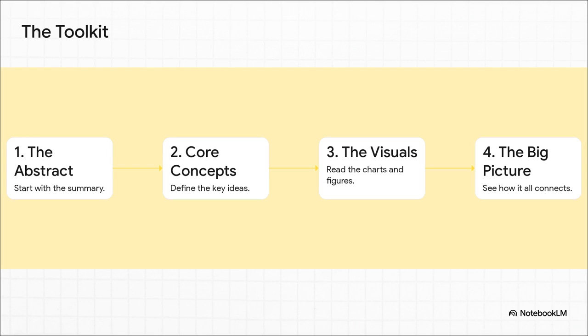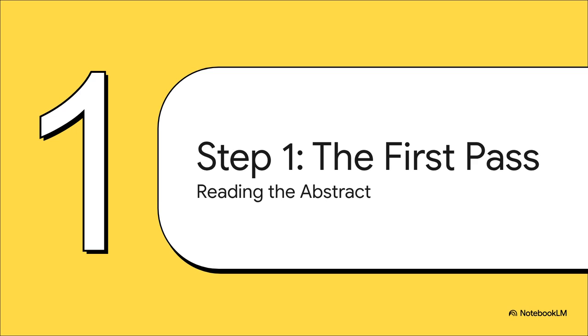First, we'll start with the abstract. Then, we'll dig into the core concepts. After that, we'll figure out how to interpret all the visuals. And finally, we'll zoom out and look at the big picture. Easy enough, right? All right, step 1, the abstract.